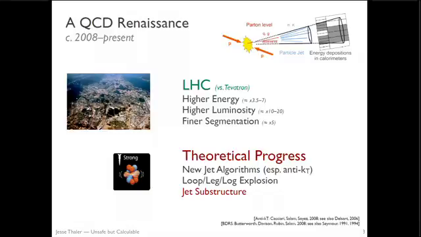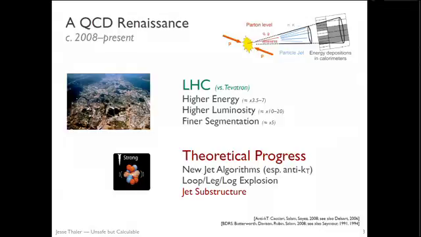So there's been two different types of advances. One has been an advance on the pure experimental side, of course, with the LHC, which compared to previous machines, of course, we all know it has higher energy and luminosity. But crucial for the story I'm going to tell today, it has way finer segmentation compared to previous machines.